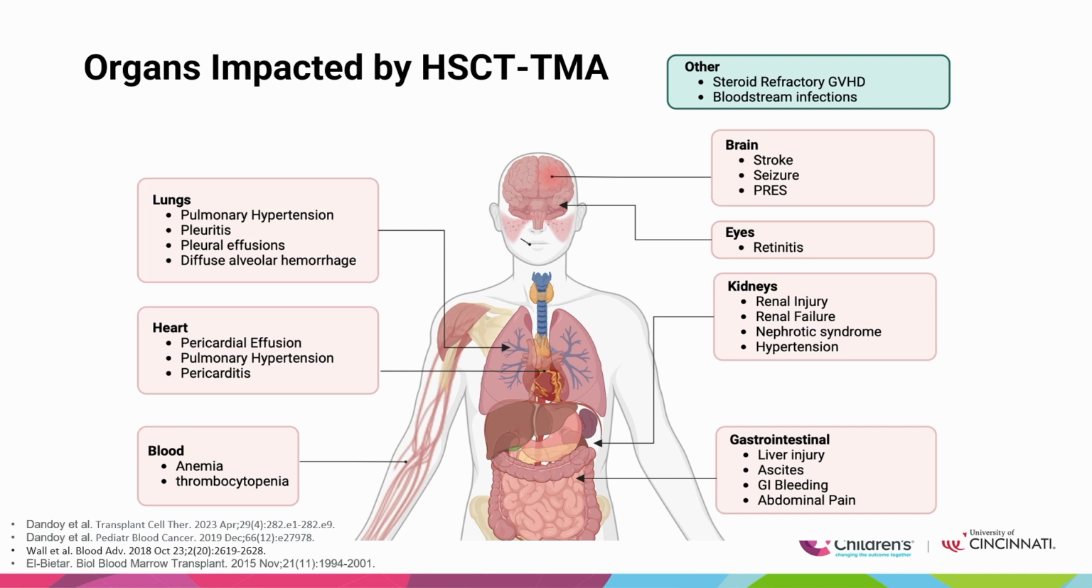So, brain: you can get strokes, seizures, and PRES. These are all secondary to significant hypertension. Eyes: you can develop retinitis. Kidneys: renal injury, renal failure, nephrotic syndrome, and severe refractory hypertension. Gastrointestinal: liver injury sometimes, terrible ascites, GI bleeding, and abdominal pain. In the lungs: pulmonary hypertension, pleuritis, pleural effusions. Heart: pericardial effusion, again with the pulmonary hypertension, pericarditis, and then anemia and thrombocytopenia. So about all the organs.